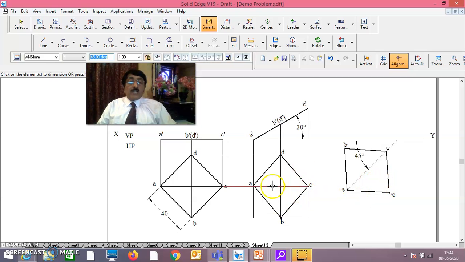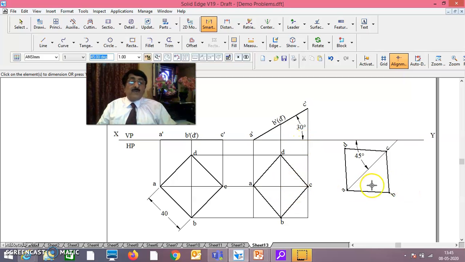Here also, this is the same top view I have taken here. The diagonal containing the corner on HP is 30 degrees to HP, but at the same time, the top view of the diagonal is inclined at 45 degrees to VP also. Okay, this is the problem. Remember this. As soon as you see this, this is the corner on HP, the diagonal containing the corner inclined at 30 degrees to HP.